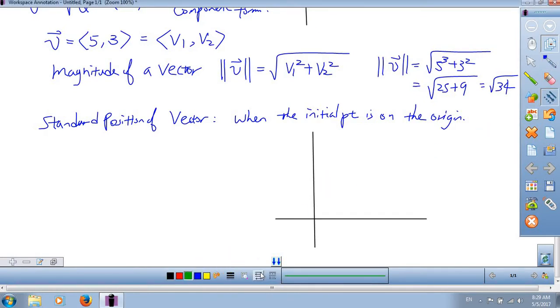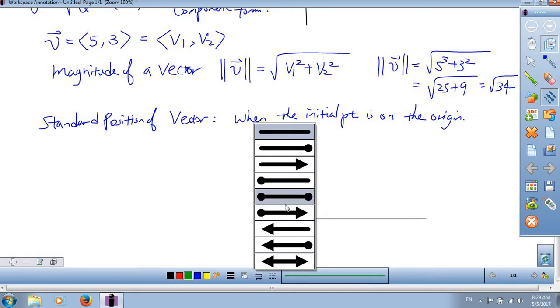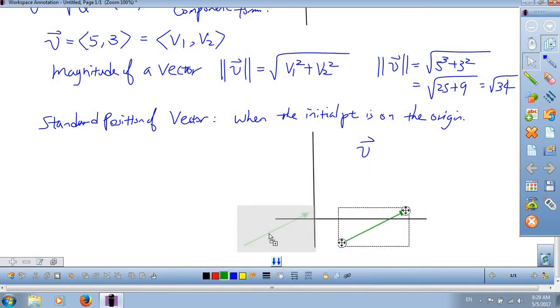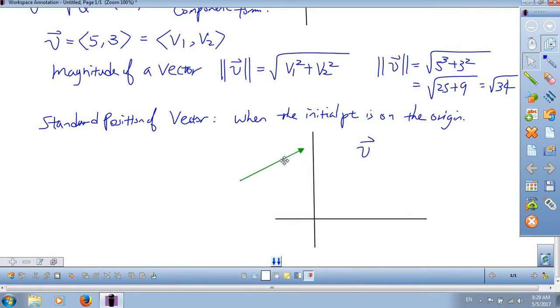Let me illustrate what I mean by that. Let's say I have a vector like this. Let's call this vector v. Vector v has an initial point here, a terminal point here, and it has a certain magnitude and direction. If I move it here, the initial point and terminal point change. But notice that the magnitude and direction remain the same because I didn't rotate it, so it's still pointing in the same direction. If I move it here, it will still be the same vector. If I move it here, it will still be the same vector. The magnitude and direction don't change. The only thing that distinguishes one vector from another is its magnitude and direction.